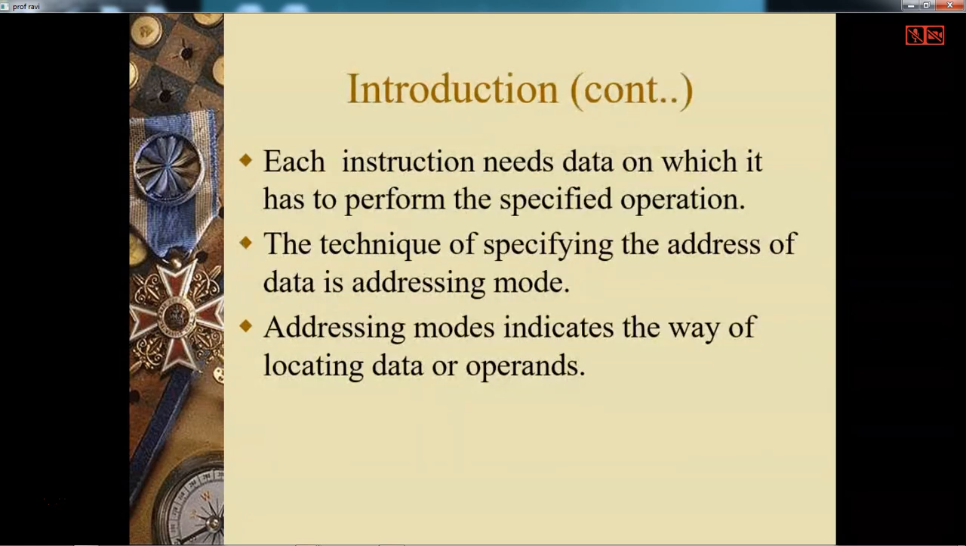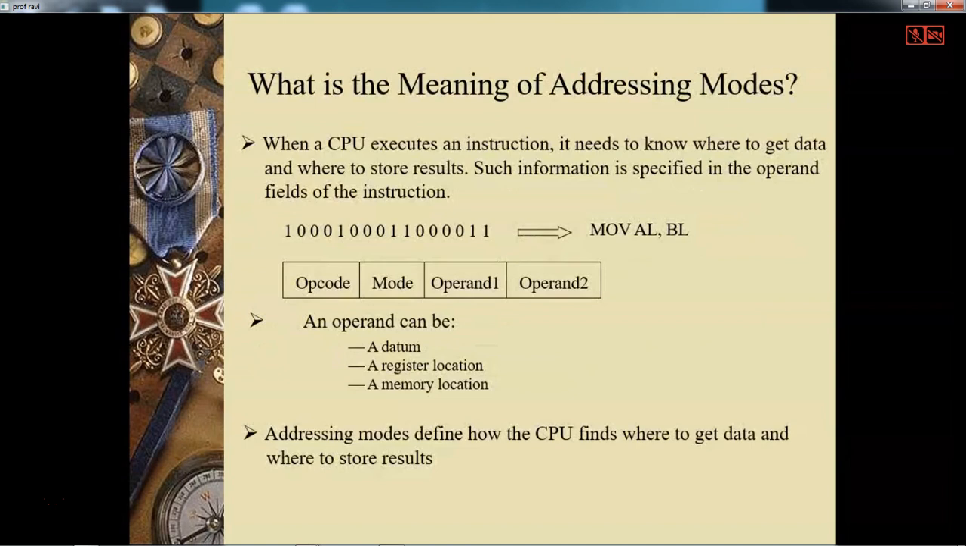Each instruction needs data on which it has to perform the specified operation. So the technique of specifying the address of the data is the addressing mode. Addressing modes indicate the way of locating data. So what is the meaning of addressing mode? When a CPU executes an instruction, it needs to know where to get the data and where to store the results. Such information is specified in the operand fields of the instruction, right?